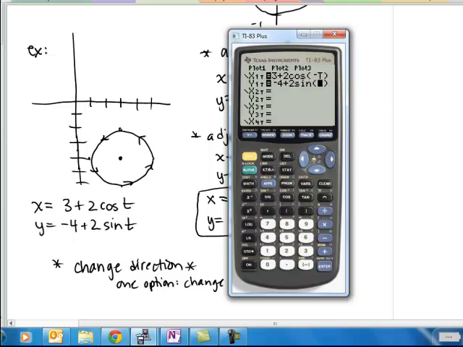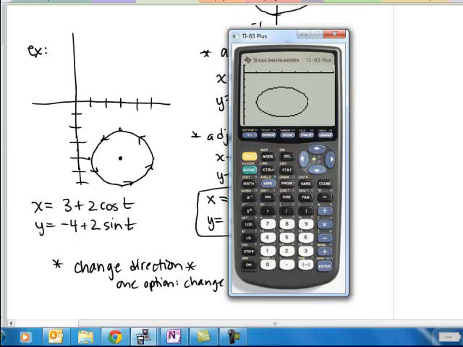cosine of negative t is the same as cosine of t, so that wouldn't do anything different. But if I do sine of negative t, that's going to make that opposite. So the x is going to still be moving the same direction as it was before, but the y will go opposite. So we're going to start off going downward and left instead of upward and left. Let's see how this will work. See, it went down and around instead. Yeah, so that would change the direction.